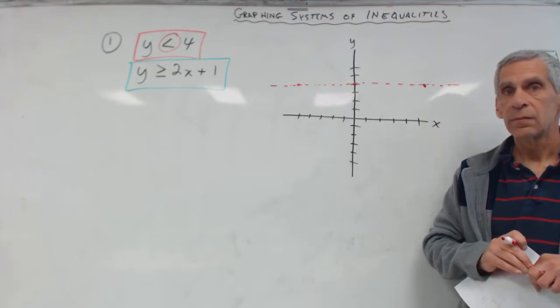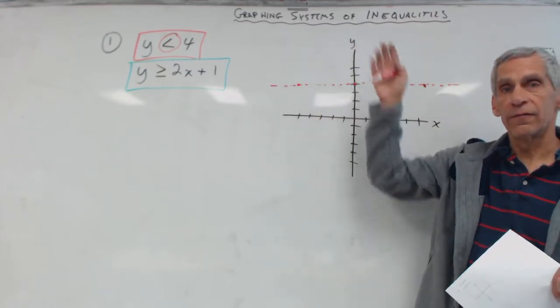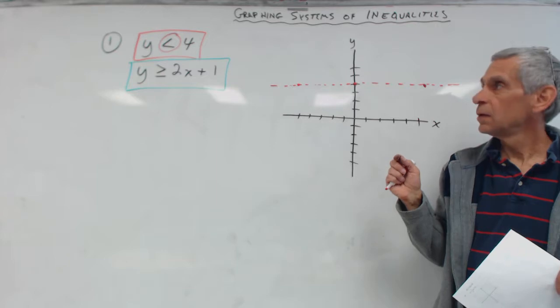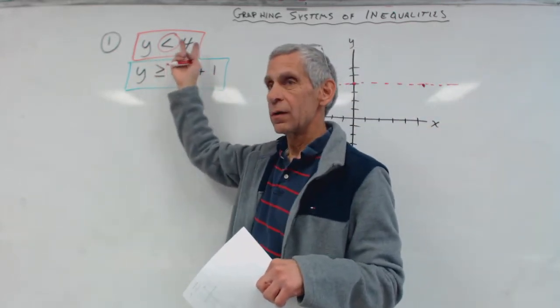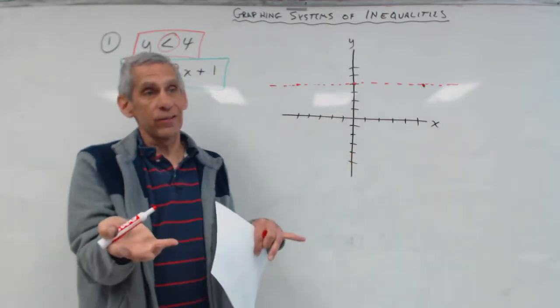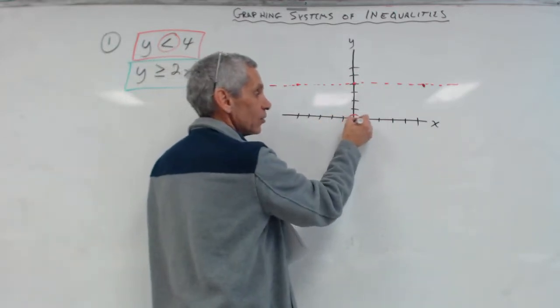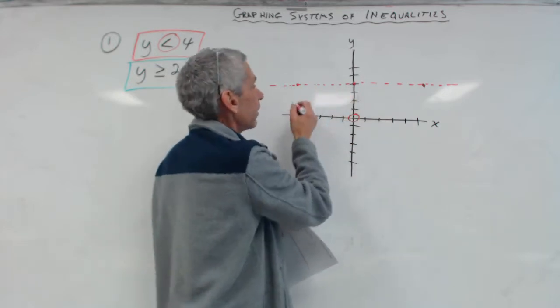Which way do I shade? Do I shade below or do I shade above? Why is less than 4? So down, I would shade down. Away from less than what? 4? Is 0 less than 4? Yes. So I would just still try my 0, right? Shade down. And I would shade down.